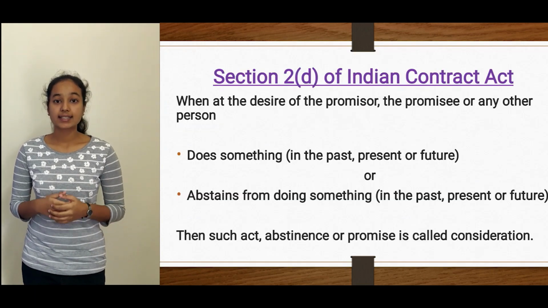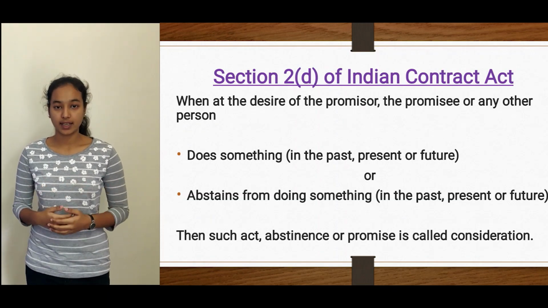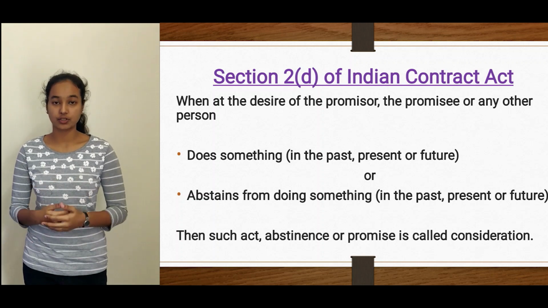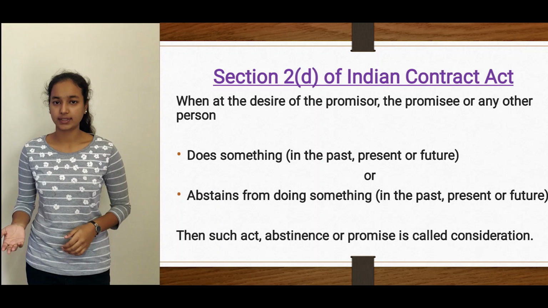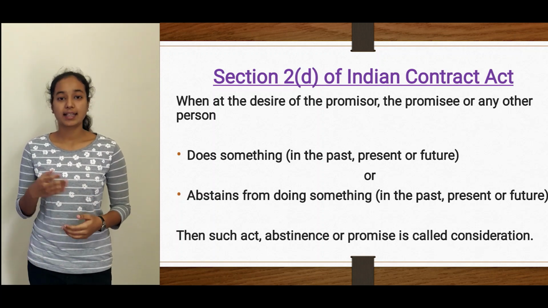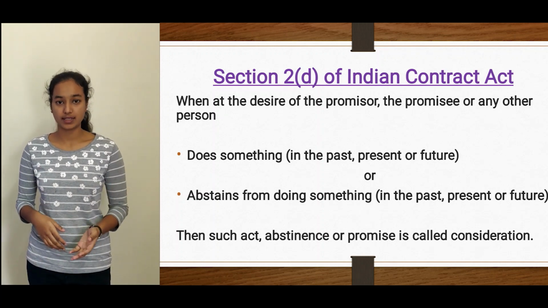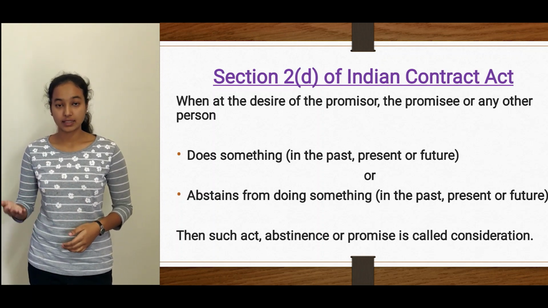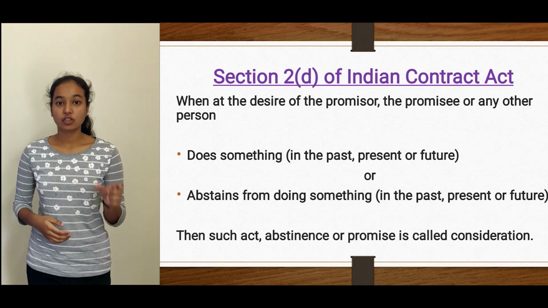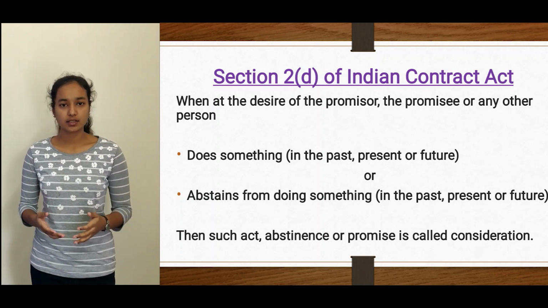Now let us look at section 2(d) of the Indian Contract Act, which defines consideration. It states that when at the desire of the promisor, the promisee or any other person has done something in the past, present or future, or abstains from doing in the past, present or future, then such act or abstinence is said to be consideration.